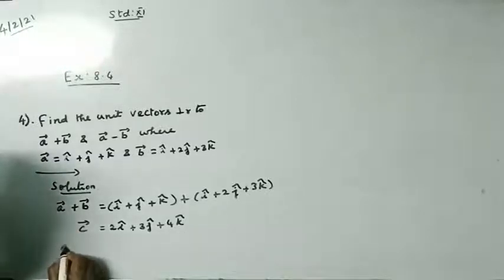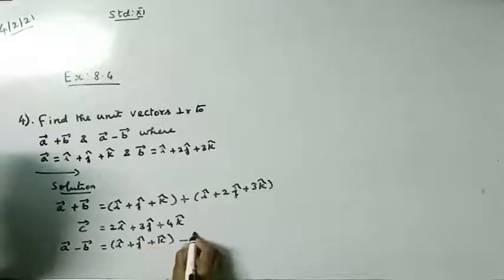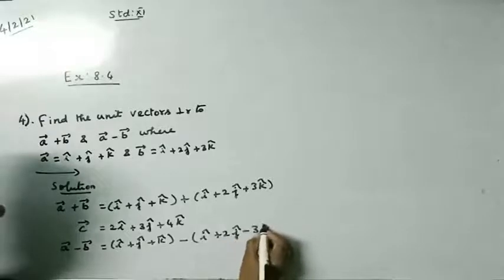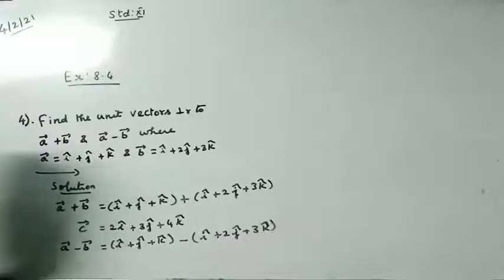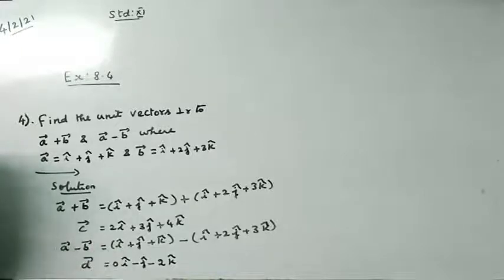And then find A vector minus B vector. Write A vector, i cap plus j cap plus k cap, minus i cap plus 2j cap plus 3k cap. Now subtract. 1 minus 1, 0, 0 i cap. 1 minus 2, minus 1, minus j cap. Then 1 minus 3, minus 2k cap. So it is B vector. C vector and D vector.